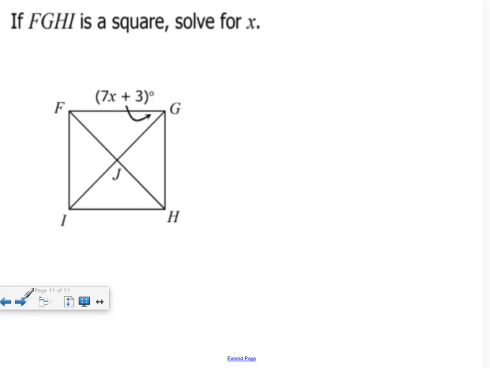Alright guys, how are we going to find X? We can do 7x plus 3 equals... 90. Good, or wait, is it equal to 45? If you know what's going on, then you should be up here teaching. How am I going to find X? 7x plus 3 equals 45. Alright, find it. Subtract 3. What's X? X equals 6.